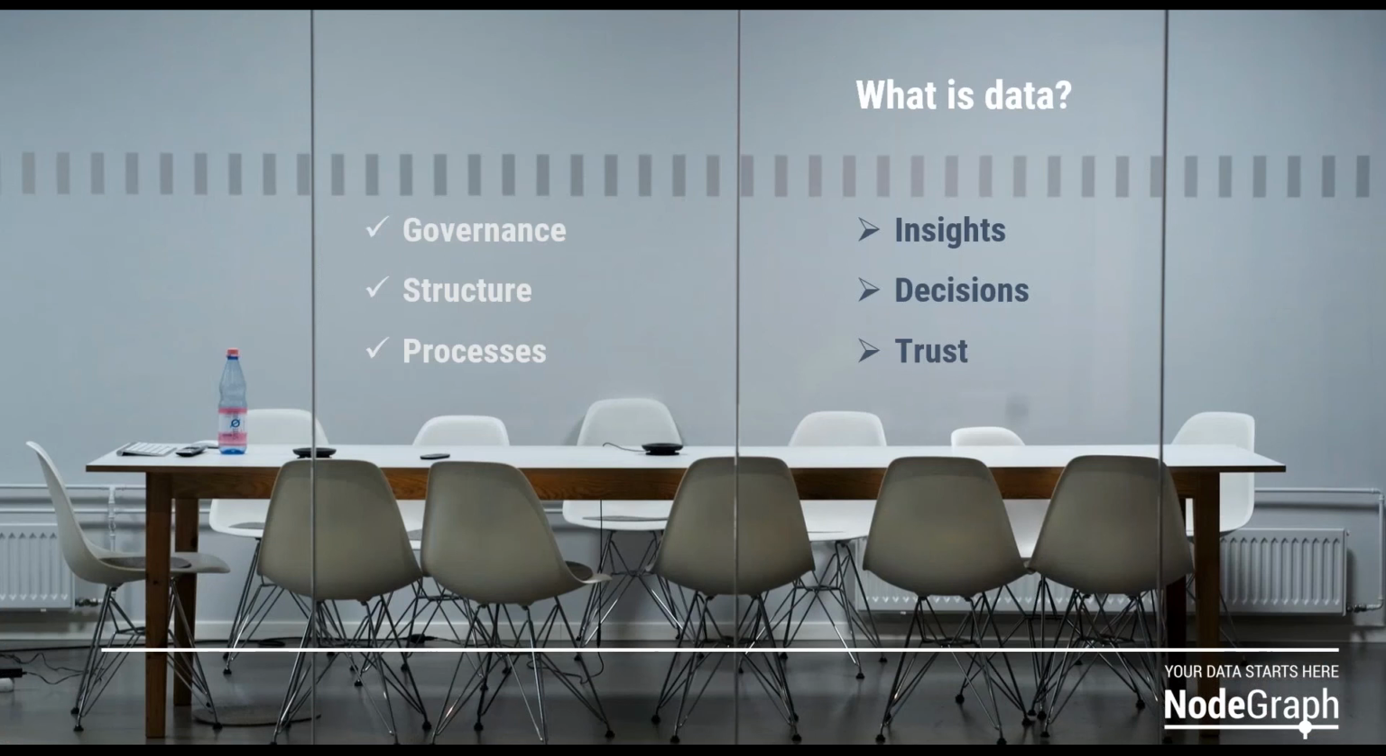Also looking into what data is. Data can mean so many things to so many different people. What we found out during investigation, and talking to our customers and also our beloved partners, is that data can mean governance, structure, and processes. Those tend to be more from the IT and the BI teams. They tend to go towards those words. When asking decision makers what data means for them, they talk a lot about insights, decisions, and trust.